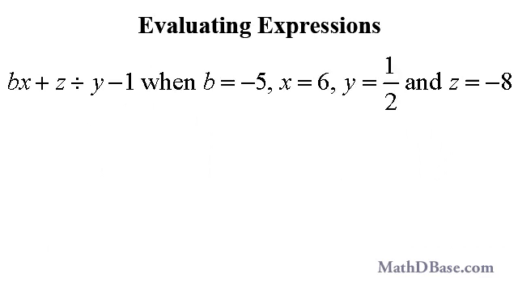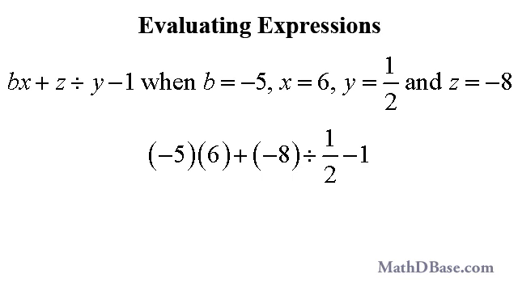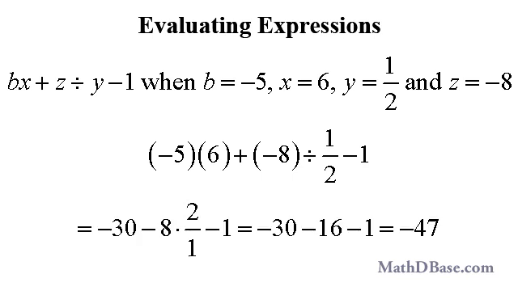Evaluate this expression when b equals -5, x equals 6, y equals 1/2, and z equals -8. Replacing the letters in the expression with the numerical values, we have -5 times 6 plus -8 divided by half, minus 1. -5 times 6 is -30, and 8 divided by half is equal to 8 times 2 over 1, using the fact that dividing a number by a fraction is equal to multiplying that number by the reciprocal of the fraction. So we have -30 minus 16 minus 1, which simplifies to -47. For a review of how to manipulate fractions, see our Fractions series.